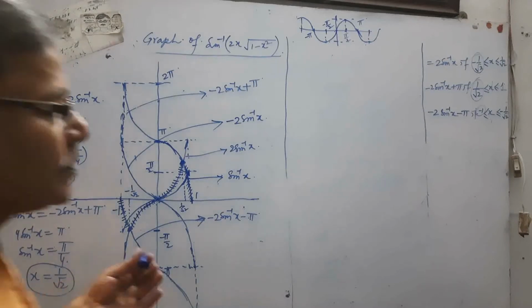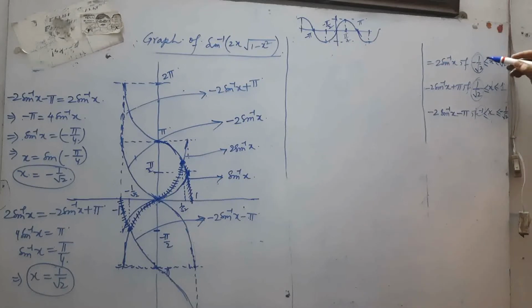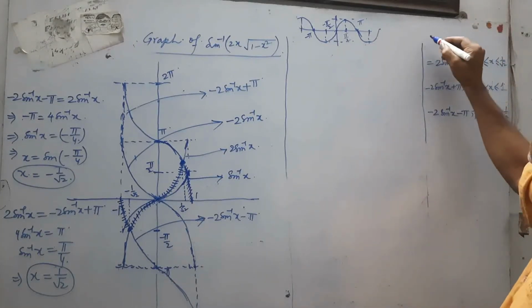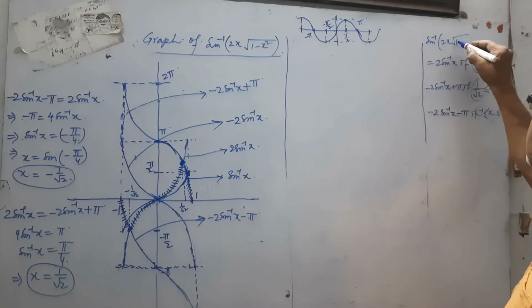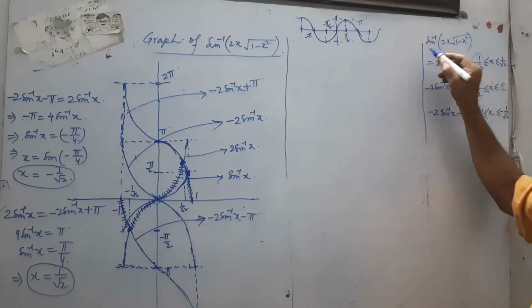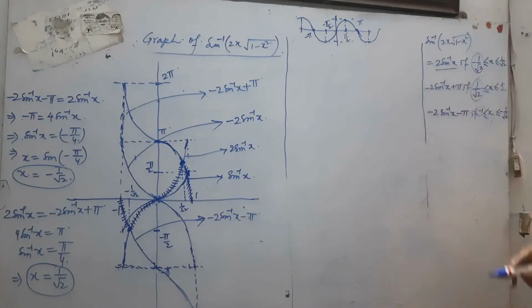Alright students, after achieving this particular result, this one is nothing but it is representing sine inverse of 2x root under 1 minus x square. Means sine inverse 2x root over 1 minus x square will be equal to 2 sine inverse x if x is lying between minus 1 by root 2 to plus 1 by root 2.